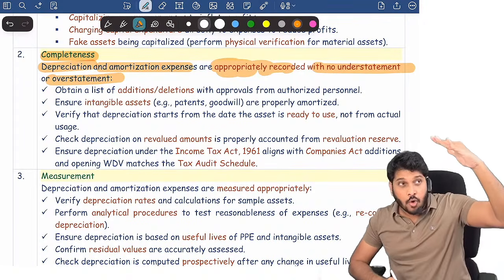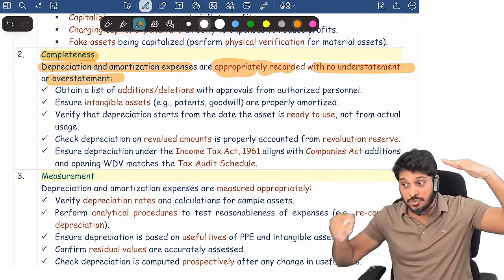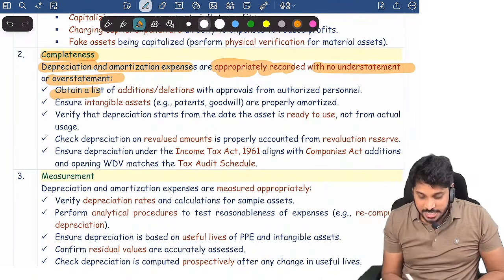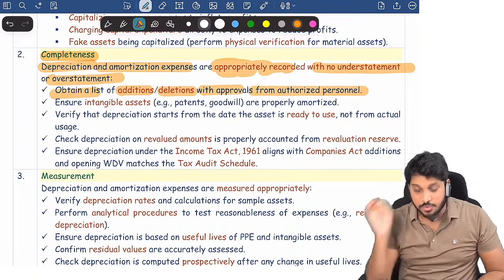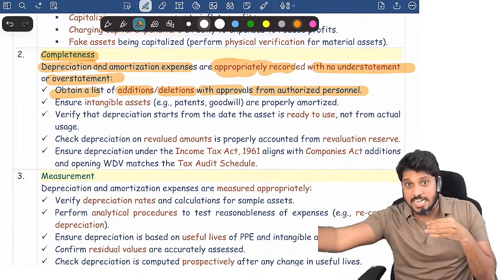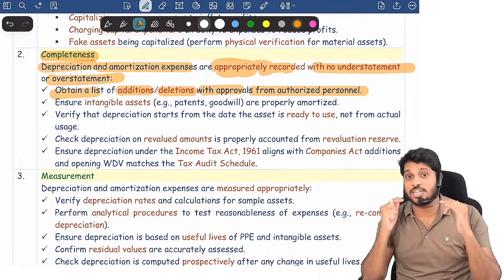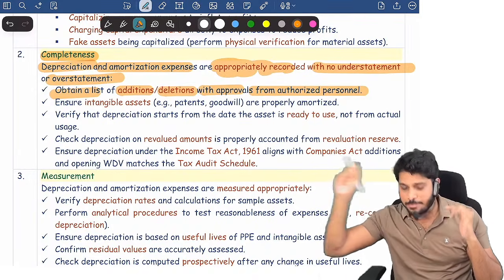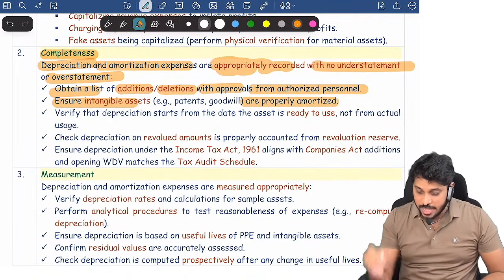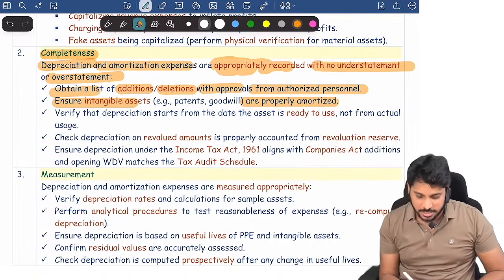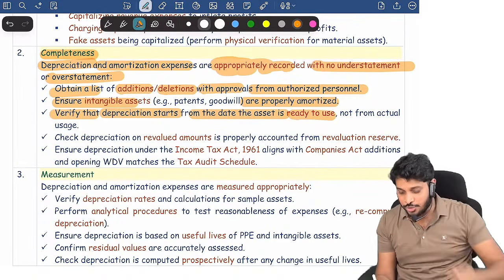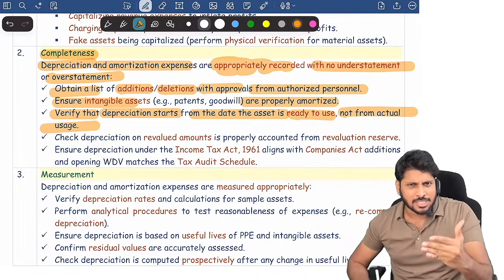See, generally for opening assets we provide depreciation, but what about current year purchases? In the current year some assets would have been sold. Obtain a list of additions and deletions with approvals from authorized personnel. In the year, any new asset purchased or any asset deleted, so get a list of additions and deletions with a proper approval mechanism. Then ensure intangibles are properly amortized. Verify that depreciation is charged from the date when the asset is ready for use, not from actual usage. This is called passive usage.